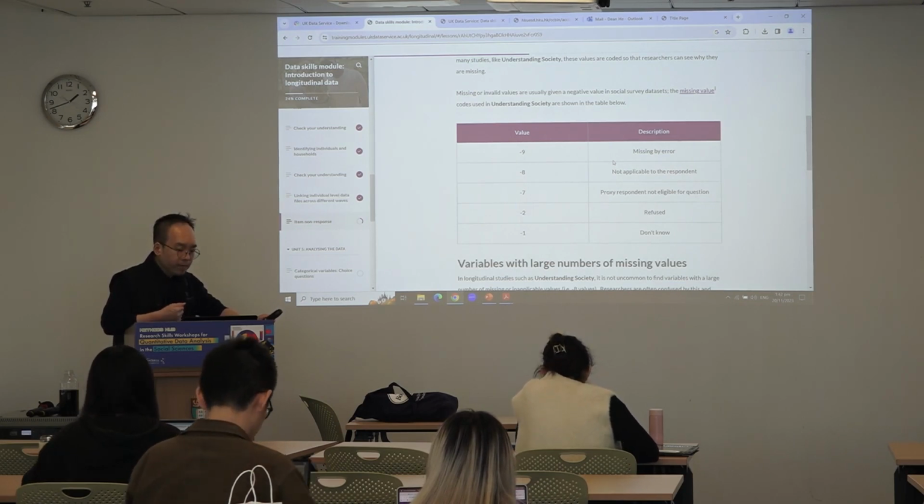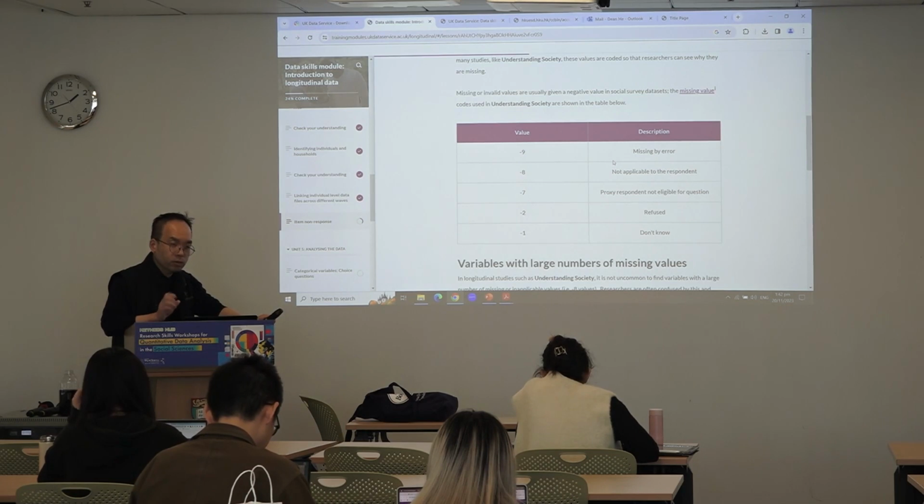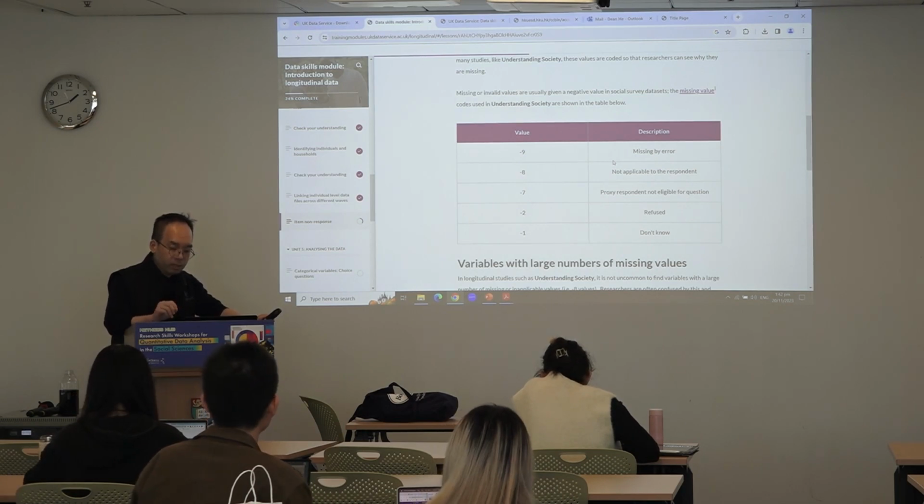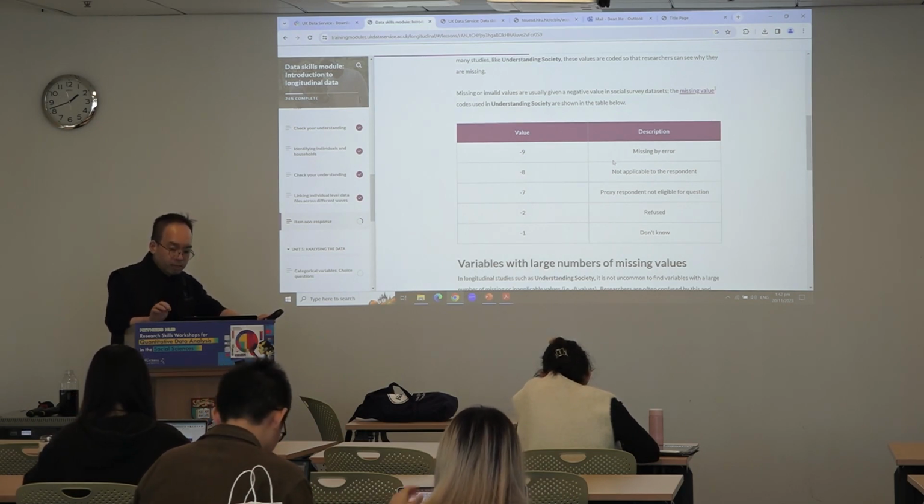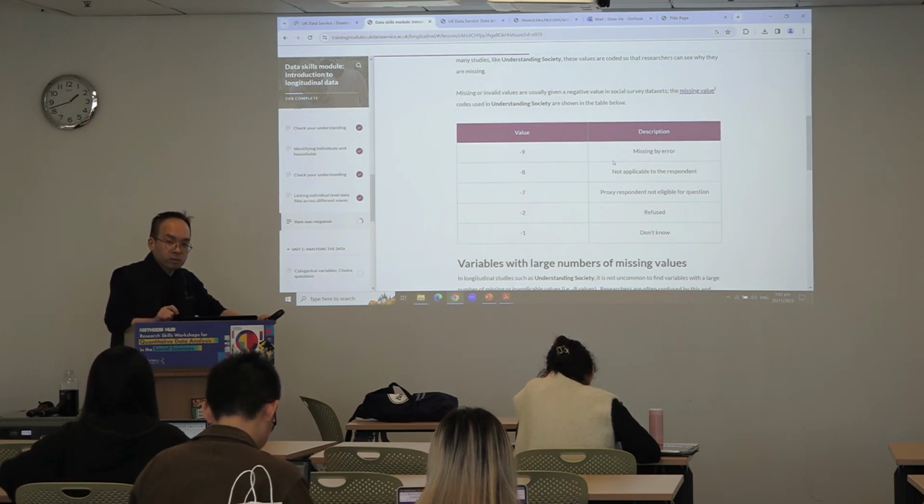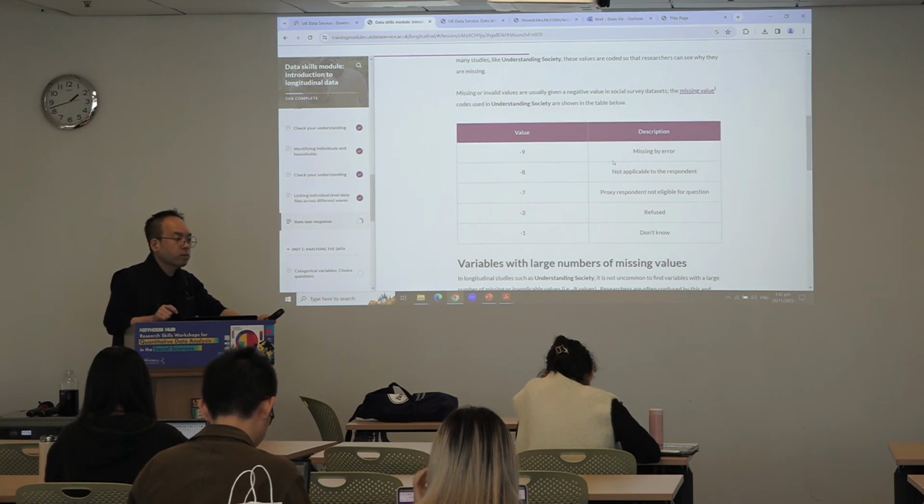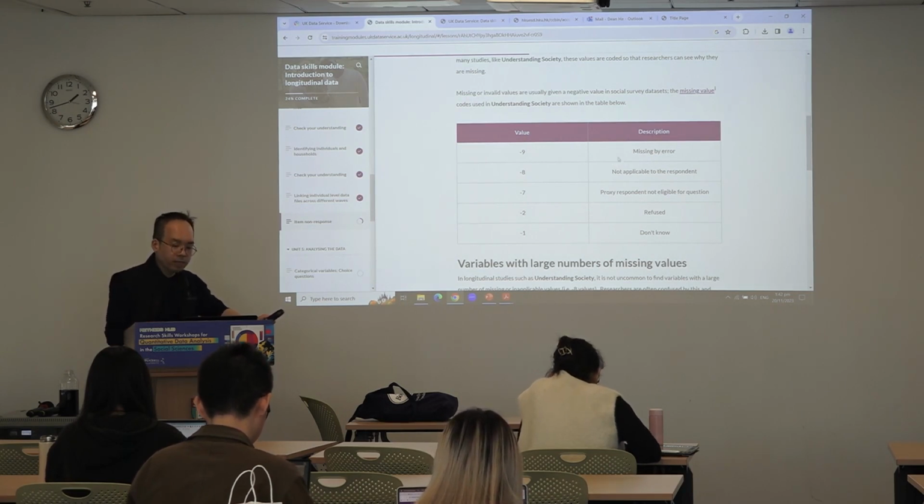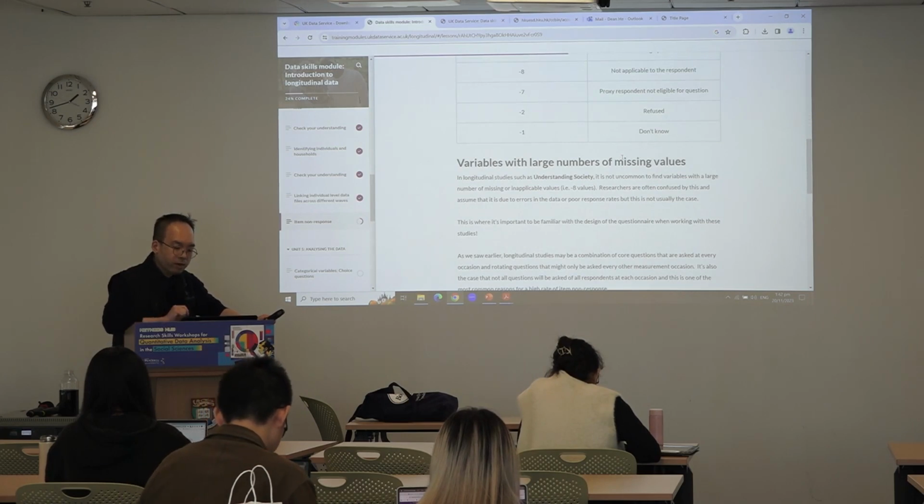They could be missing by error. These you don't want to delete right away, because you want to keep the sample size consistent. Some of them are not applicable to the respondent, so they won't respond. Or proxy respondents not eligible for the question, for example, they are not the target to be surveyed for this question. Or some of them just refuse to answer, so it could be refused, or they could be don't know.